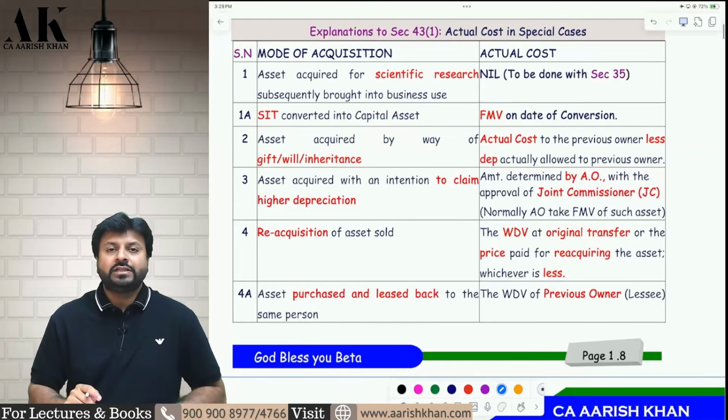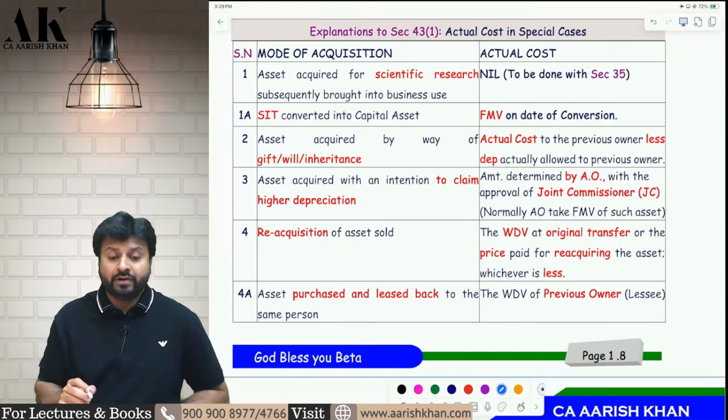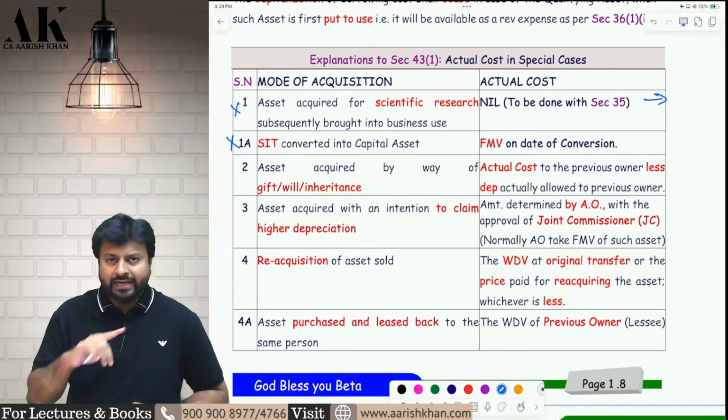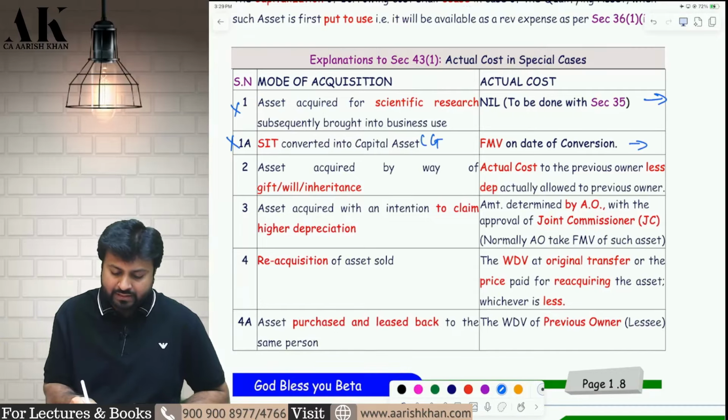So there are 13 explanations in case of actual cost, where the government of India has defined actual cost to be something else only. Which are those 13 cases? Let me talk about one by one all of them. The first and the second one I am not going to deal with now. First, I will deal with later on in this chapter along with scientific research. Second, I will deal with in the chapter of capital gains, not today.